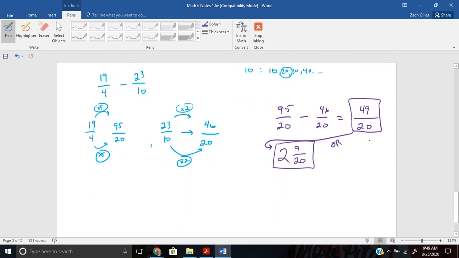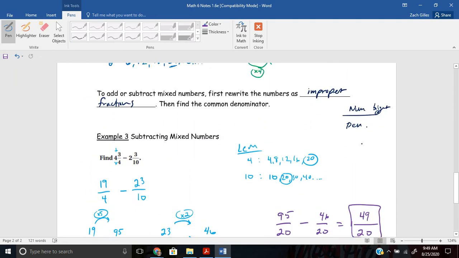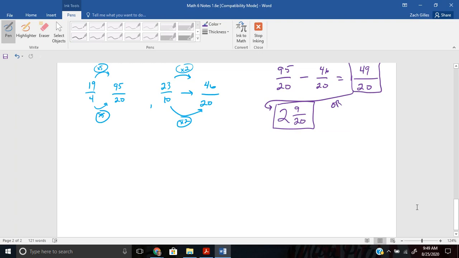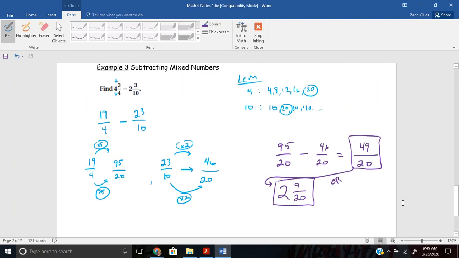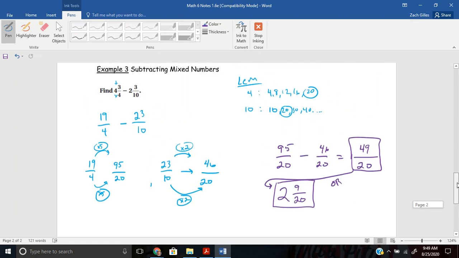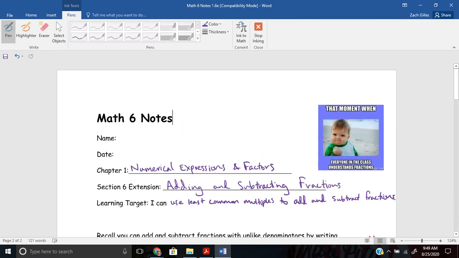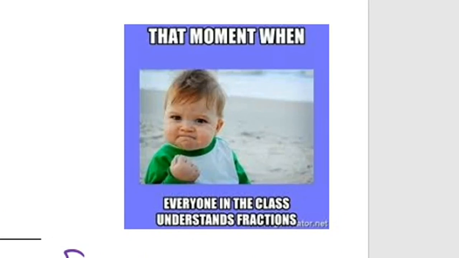All right, that does it for 1.6 extension. And actually, that does it for all of Chapter 1. We are now complete with Chapter 1. So please let me know if I can help you more with adding and subtracting fractions here. Hopefully it's a good reminder, and hopefully I see all of you doing this right now. All right, that's all I have for today.